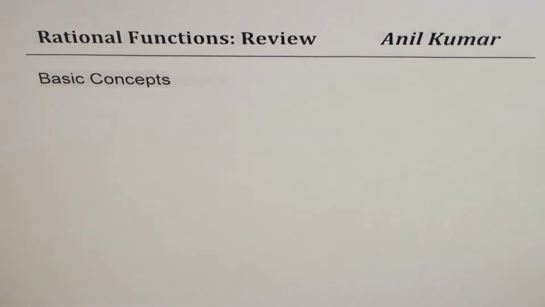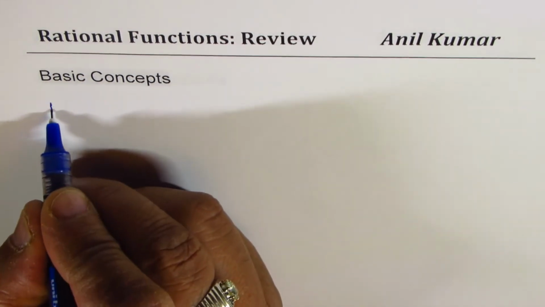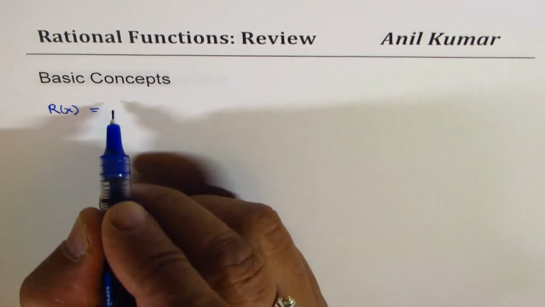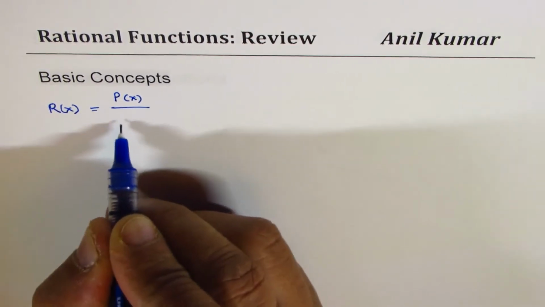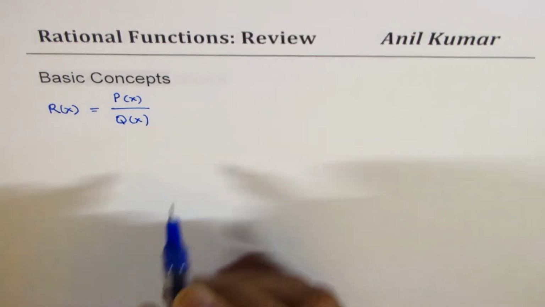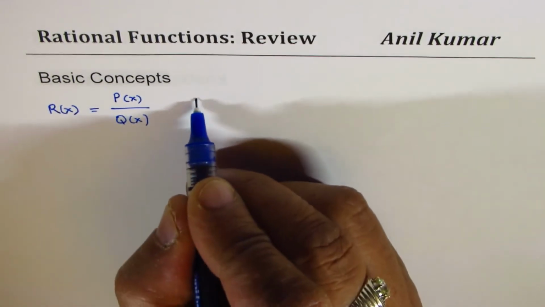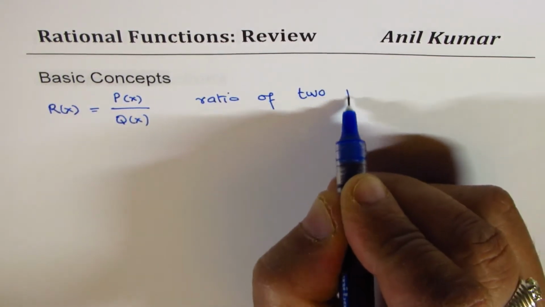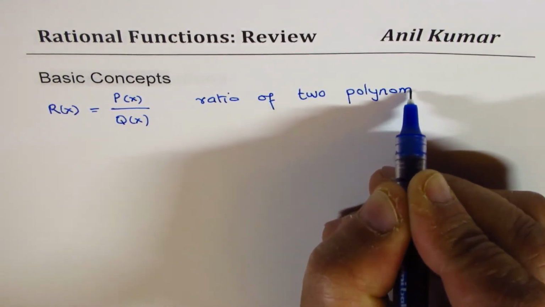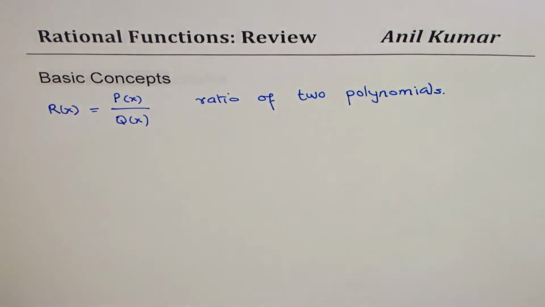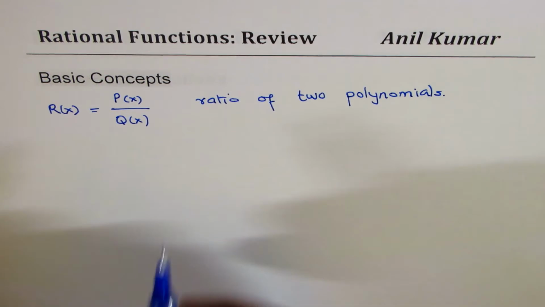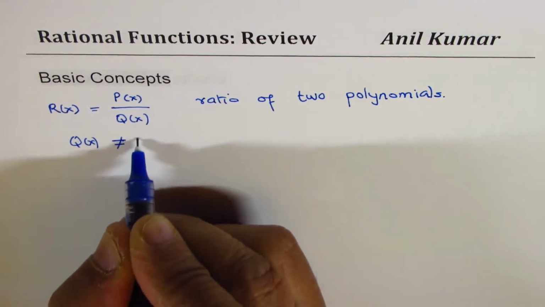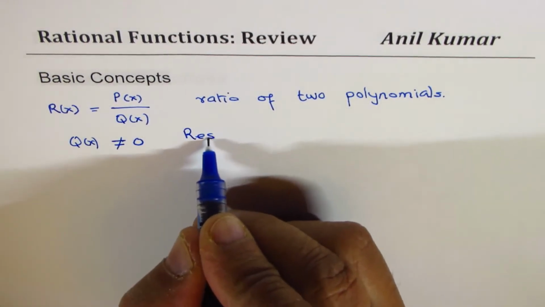What are rational functions? So let me write down a rational function, say r of x. It is basically a ratio of two polynomials. Let's say p of x divided by q of x. So both are polynomials. So we can say it is a ratio of two polynomials. So it is a review. I expect you to know most of the things, so I'll be running through them very fast. Q of x is in the denominator. It should not be equal to 0. So that gives you restrictions, correct?